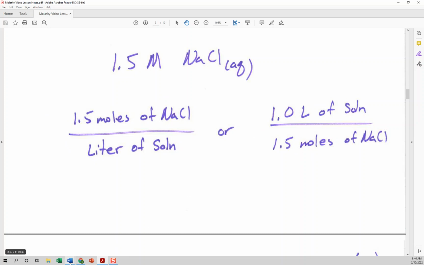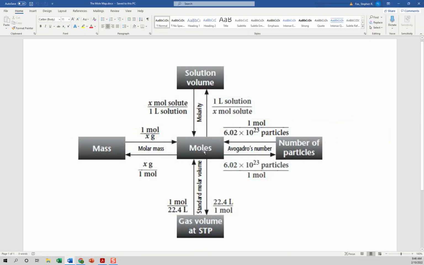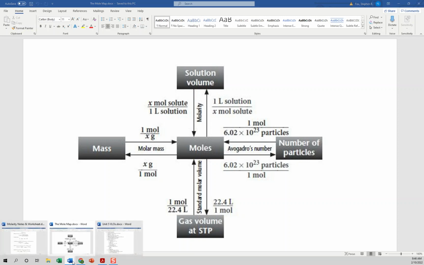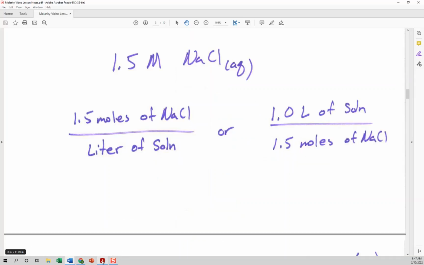Okay. If we go back to the mole map that I showed you, the original, right? Here's moles and here's liters of solution. And if I follow the arrow, what does it tell me to do? It tells me liters over moles, which would be 1 over molarity. But if we go back this way, volume of the solution to moles, it tells us to use this, moles over liters. All this is our molarity measurement used as a conversion factor. Again, we could say X moles of solute per liter of solution, or 1 liter of solution per X moles of solute, okay?